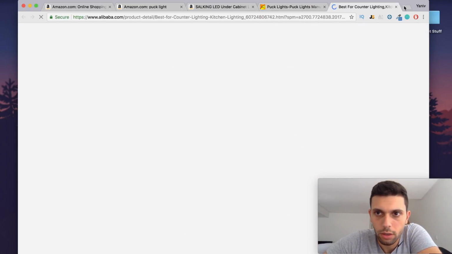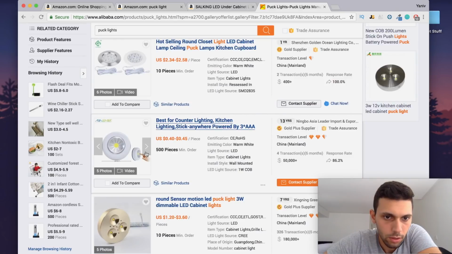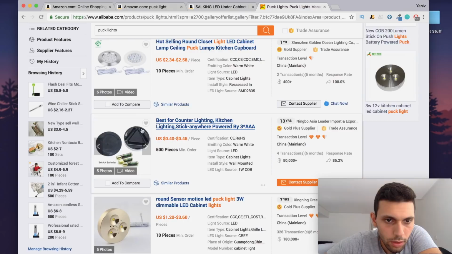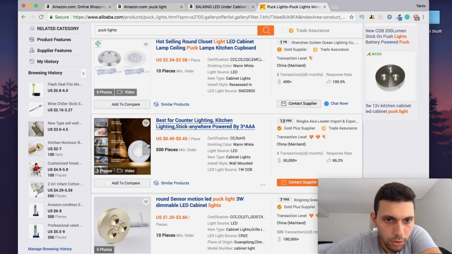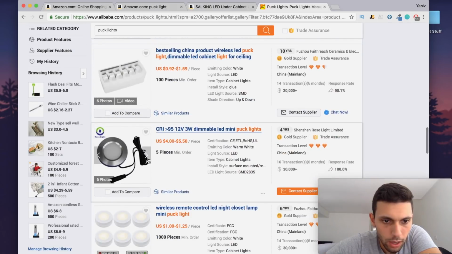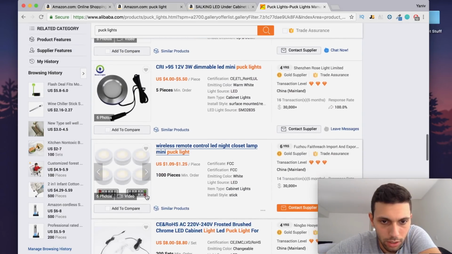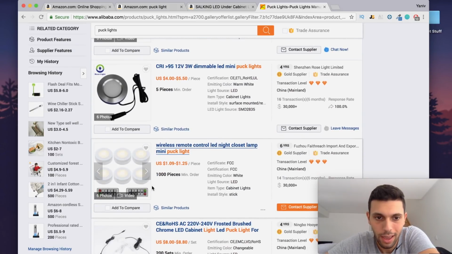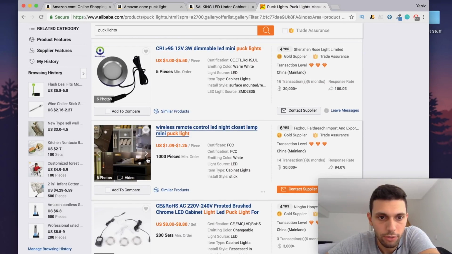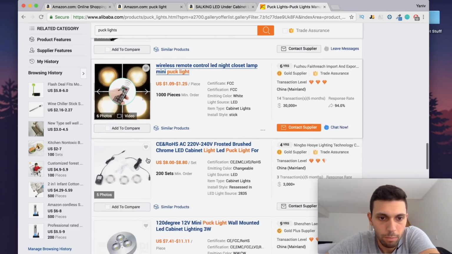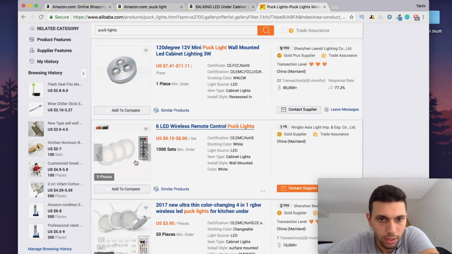Okay, so what happened here? Okay, so these look very similar to them. Potentially better quality. Okay, this is literally exactly the same product. Exactly the same product, potentially even the product manufacturer of their product. Like this is also the same thing.